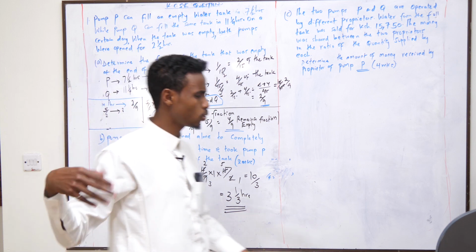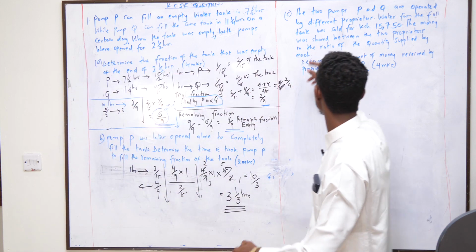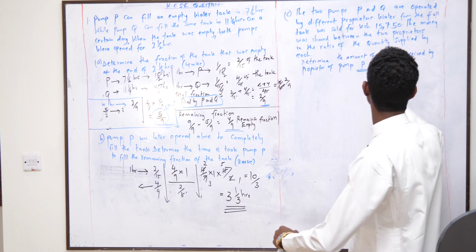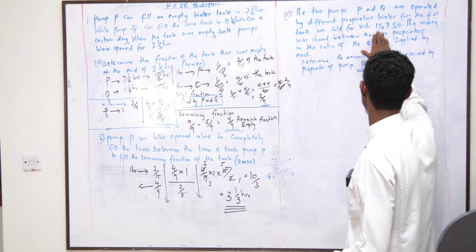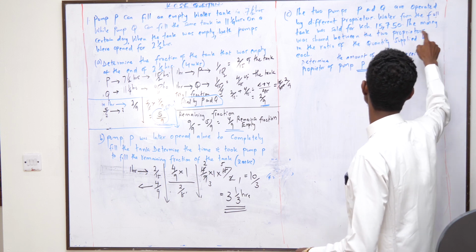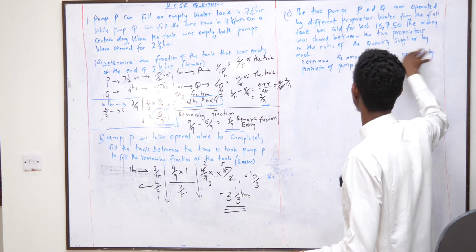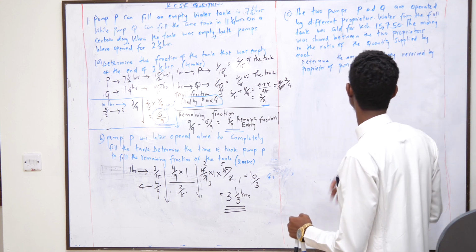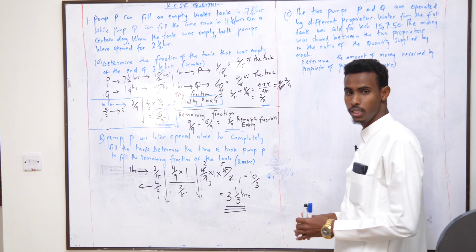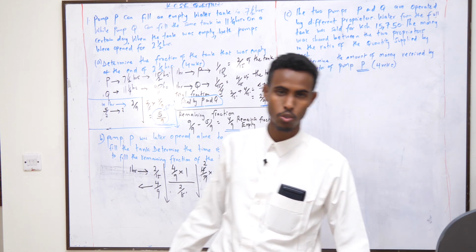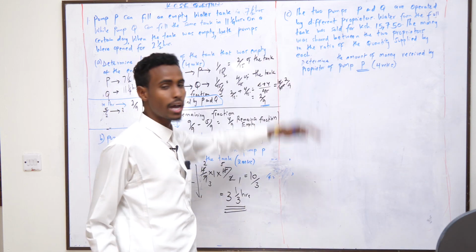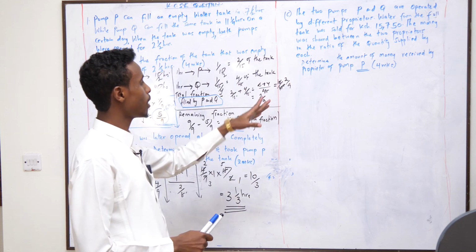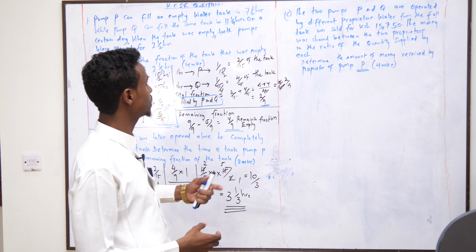Now, class, let's look at the last question, or part C of the question. The two pumps P and Q are operated by different proprietors. Water from the full tank was sold for cash 15,750 shillings. The money was shared between the two proprietors in the ratio of the quantities supplied by each. Determine the amount of money received by the proprietor of pump P. Now, class, the very simple question. This one is requesting that there were two pumps. We have pump P and we have also pump Q. These two pumps pumped water at a different rate.